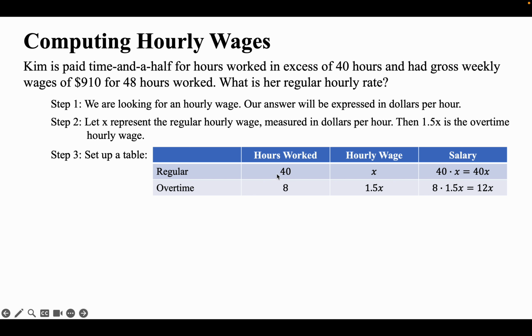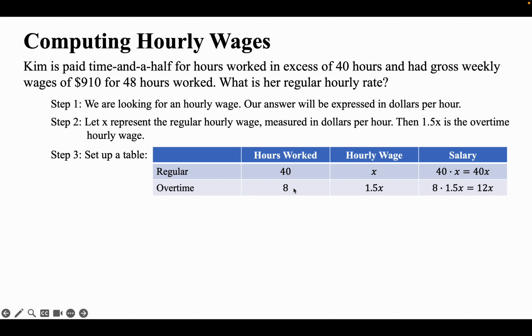How much does she get paid for the first 40 hours? Well, she gets paid the regular pay, which is X. For the 8 hours, she gets paid time and a half, which means 1.5 times the regular pay. How much is the salary out of those 40 hours? Well, it's 40 times the regular pay, which means 40 times X, which equals 40X.